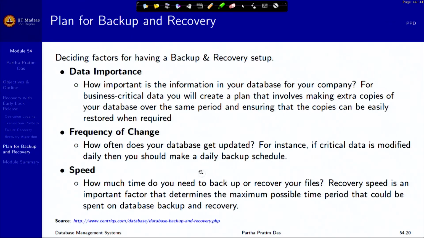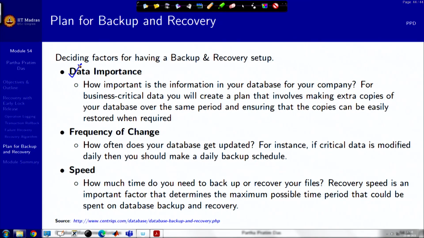Now, coming to the plan for backup and recovery, how should you plan it? We have talked about so many different options, so many different hardware that you might need, and what is the frequency of backups that you will do and so on. So, these factors you should keep in mind. For example, one is how important is the data. You may not have the same backup strategy for all your data. Some data may be more critical than the other. Then what is the frequency of change that you expect in the database? The critical data is modified daily, so it should come in the daily backup schedule.